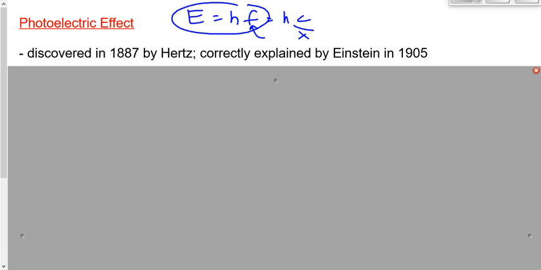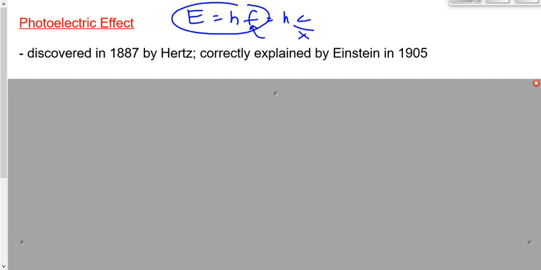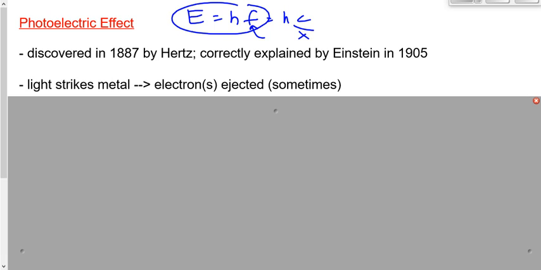Well, we briefly talked about this yesterday. We said that when light strikes a piece of metal, sometimes an electron is ejected. This was discovered in 1887 by Heinrich Hertz. When light, or EMR of any type, strikes a piece of metal, an electron would sometimes be ejected. Not always, but sometimes. What caused an electron to be ejected?